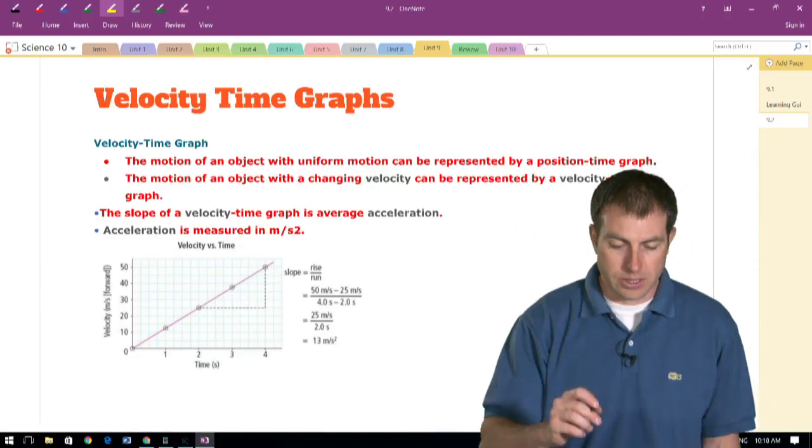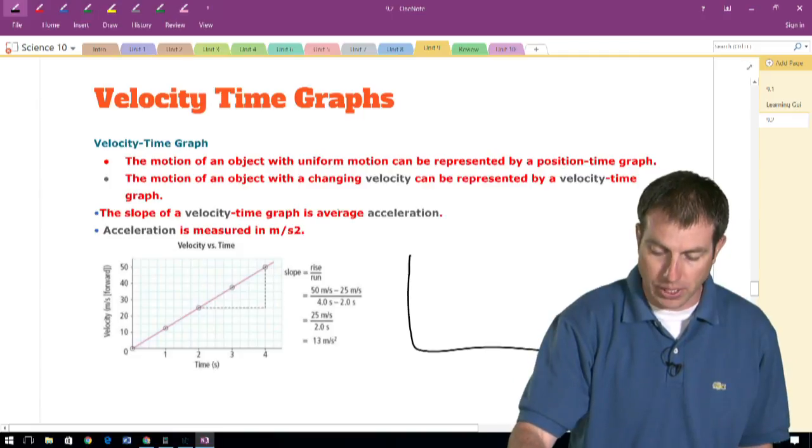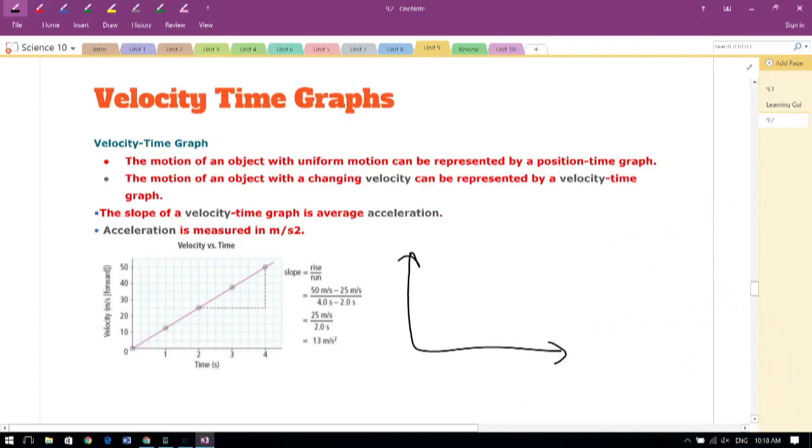So on a distance time graph, if we had a distance time graph of the exact same object, it would look like this. Our velocity is increasing, our slope is increasing if this were a distance time graph. So these 2 graphs would represent the exact same object, but they look very different. One's a velocity and one's a distance. So it's important to figure out what you got.